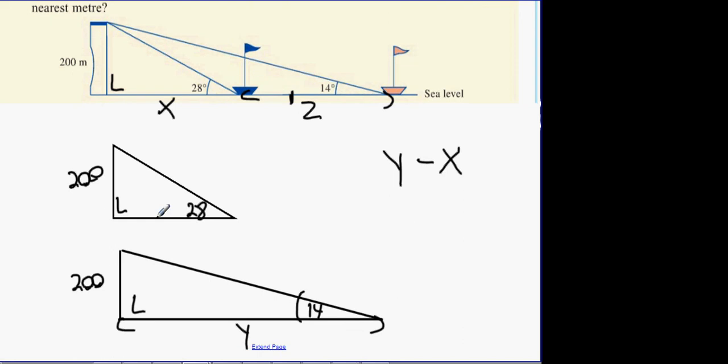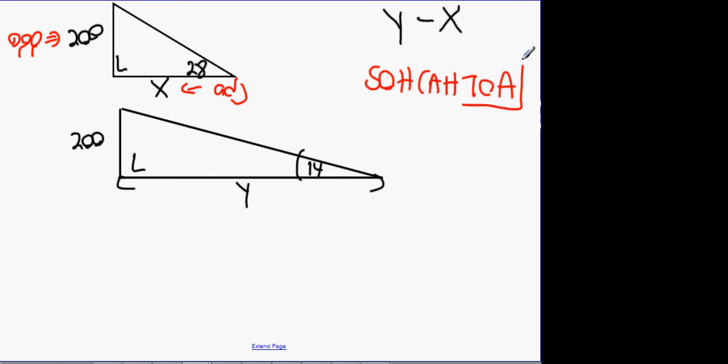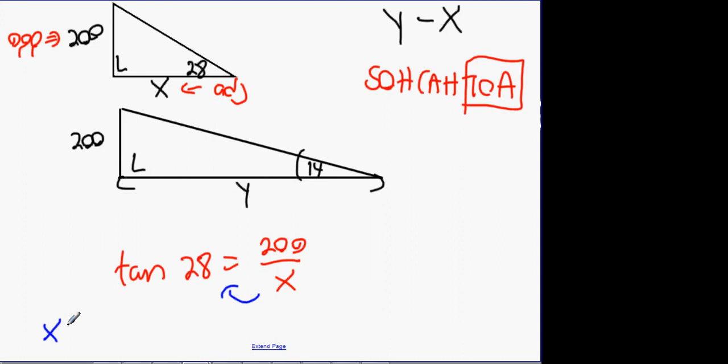Now, I'm looking for the length x, but I know that this is 200. So relative to the 28, 200 is the opposite, and x is the adjacent. Opposite and adjacent. Write down your rhyme, and then figure out which one has opposite and adjacent beside each other. Tan 28 degrees equals 200 divided by x. Cross multiply the x up, and we're going to get x tan 28 equals 200.